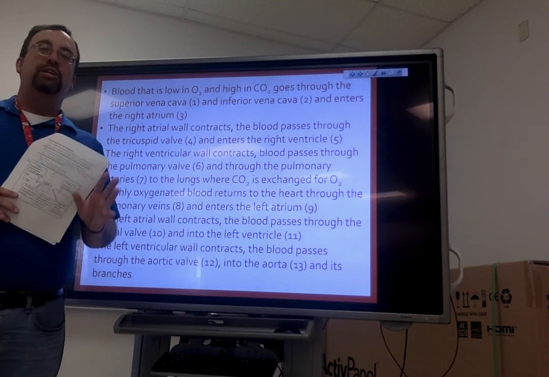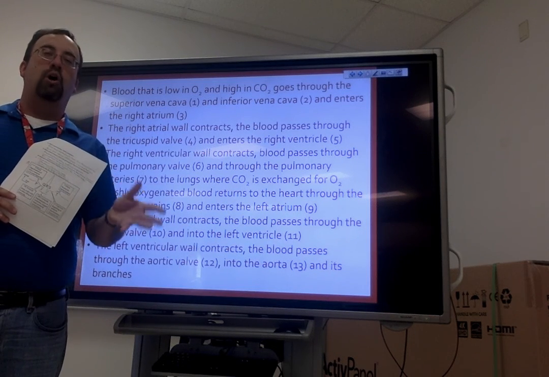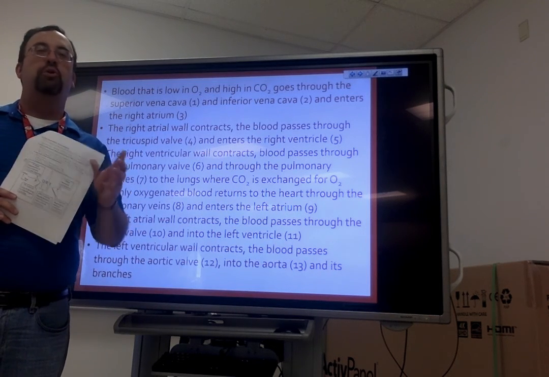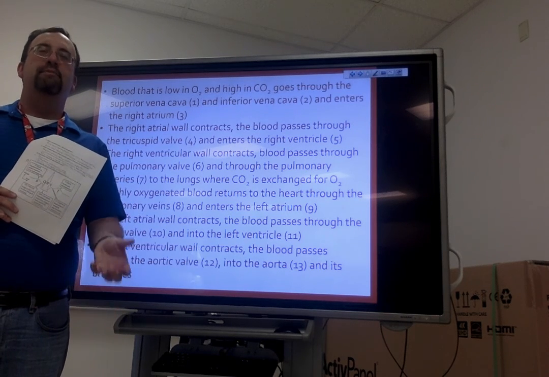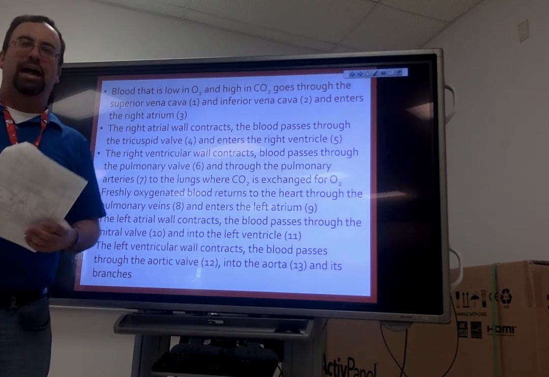And so remember, this is the only exception to the arteries, veins thing. So the arteries normally carry oxygen-rich blood to the parts of the body. The veins are taking the oxygen-depleted blood back to the heart.